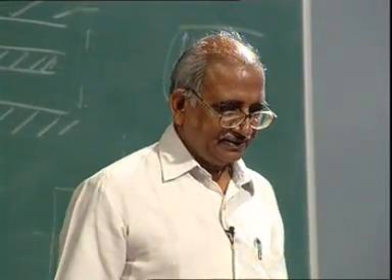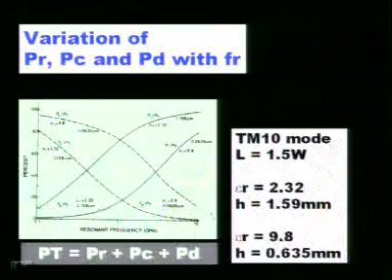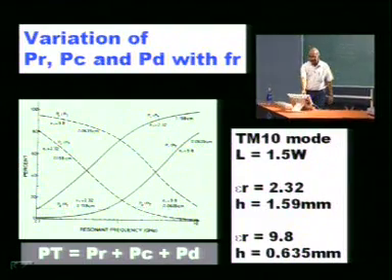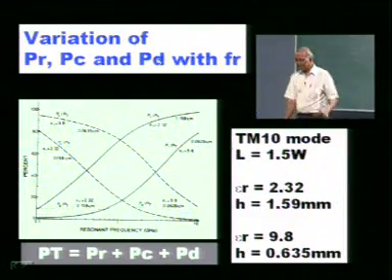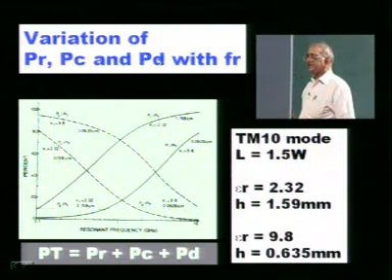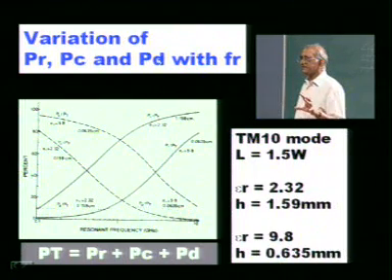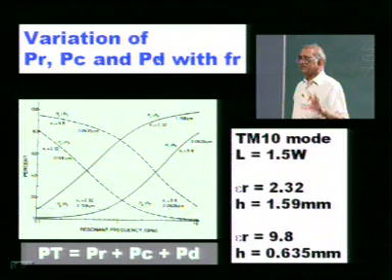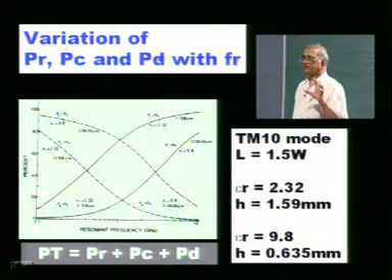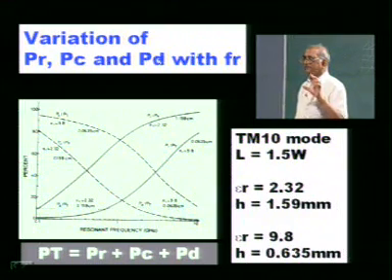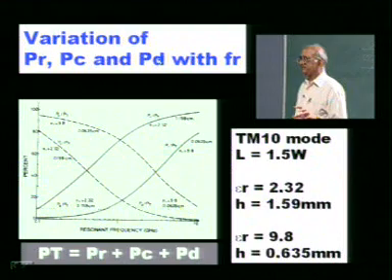This is an interesting one, that is the variation of PR, the radiated power, PC, the power loss in the conductor, and PD, the power loss in the dielectric. That is, whatever power you are feeding to your antenna, the whole of it is not getting radiated. Part of it is getting radiated, which we call PR. Part of it is getting lost in the conductor, because the conductor which we are using is not a perfect conductor. It has a finite conductivity, not infinite conductivity.